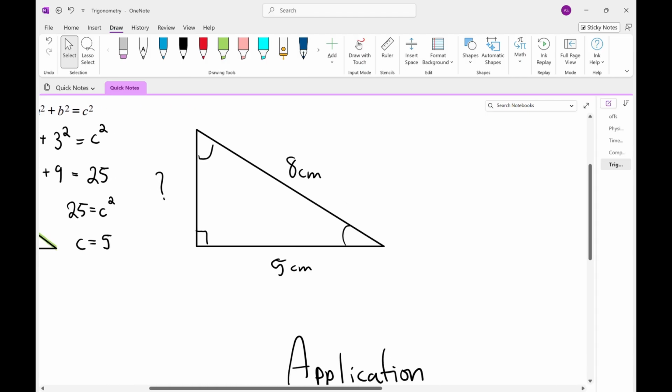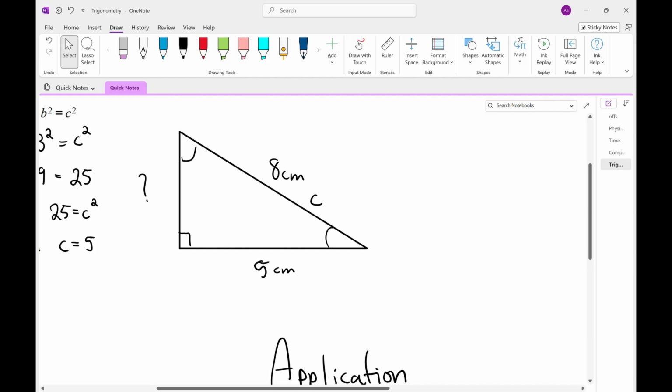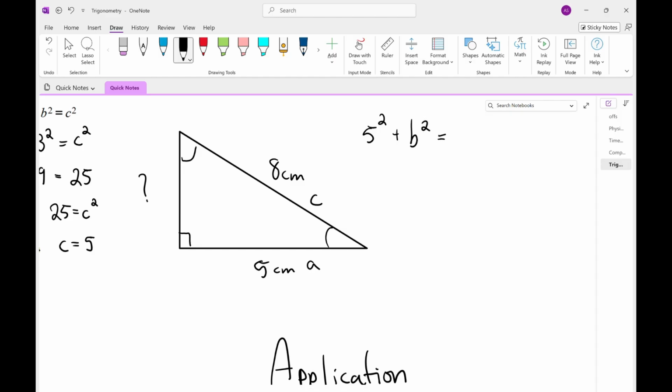Another question that they may ask you is, you already have the hypotenuse and you're trying to find one of the smaller sides. So remember, the hypotenuse is always c. And this, let's just label it a. So we have 5 squared plus b squared equals 8 squared. So we're going to need to rearrange the formula: 8 squared minus 5 squared is equal to b squared.